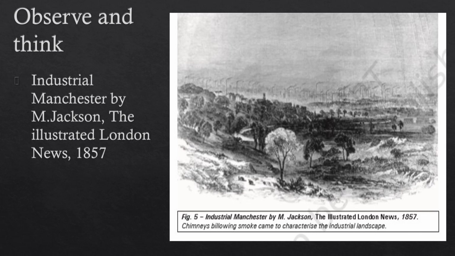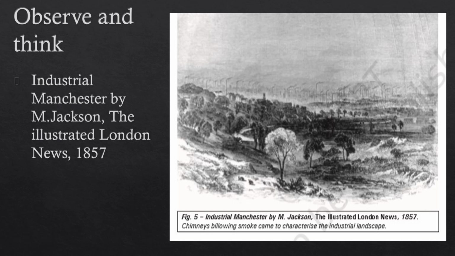Now you have another picture to observe and to think. This picture has been taken from the Illustrated London News, 1857. The picture has been given by M. Jackson, and in the picture, industrial Manchester is shown. Manchester, a very important city of England.